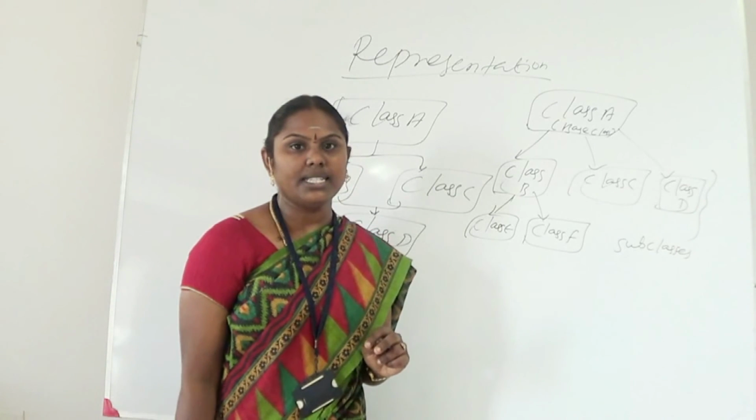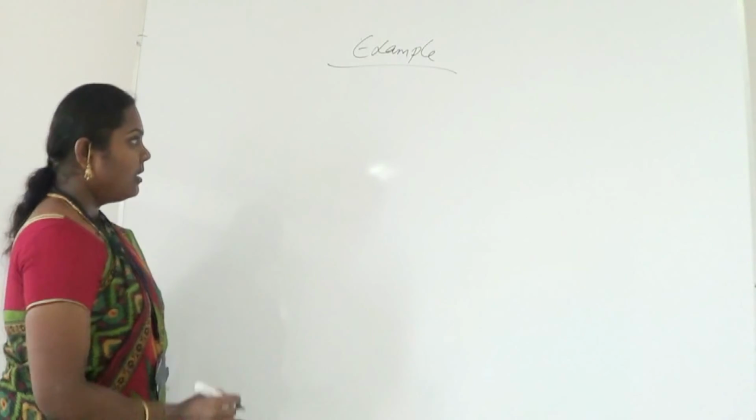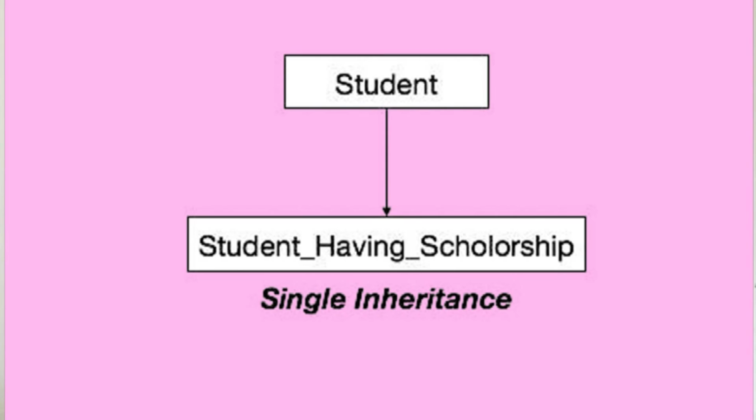And next are examples for each and every type of inheritance. We can take single inheritance. The Student is a base class. Then the student having scholarship.